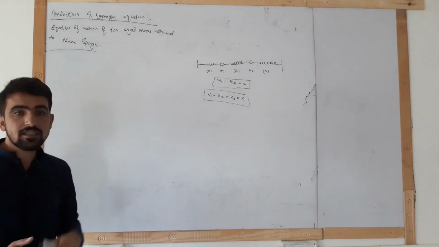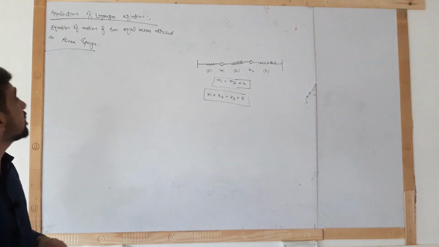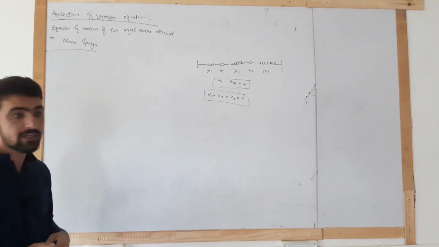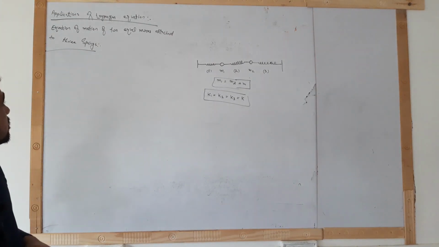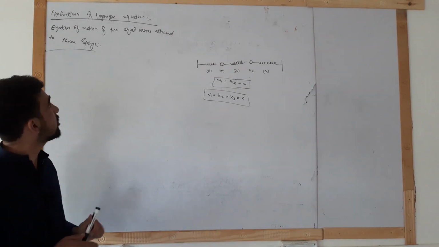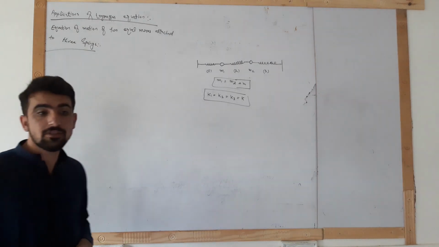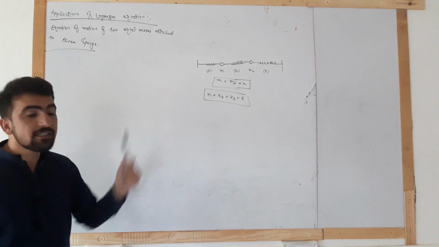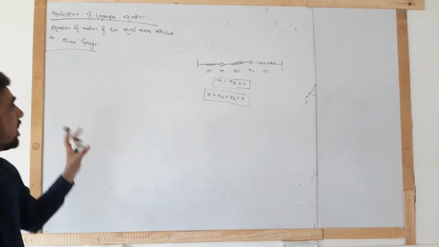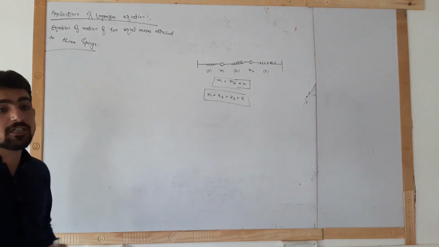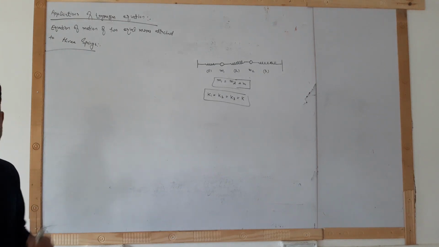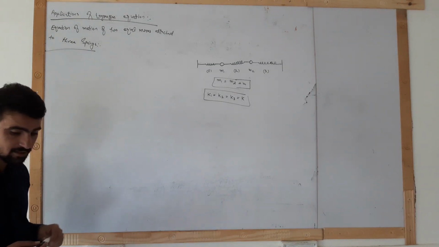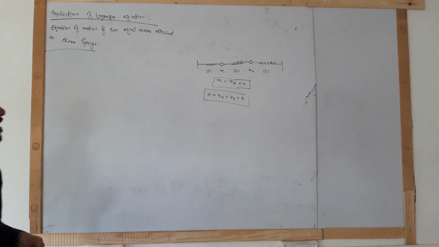So, since the last few days we have been discussing the applications of the Lagrangian equation. Today we are going to discuss the equation of motion of two equal masses attached to three springs. You have already studied it in Newtonian mechanics, so today we are just going to apply the Lagrangian equation to the whole system, to the spring-mass system in this case.